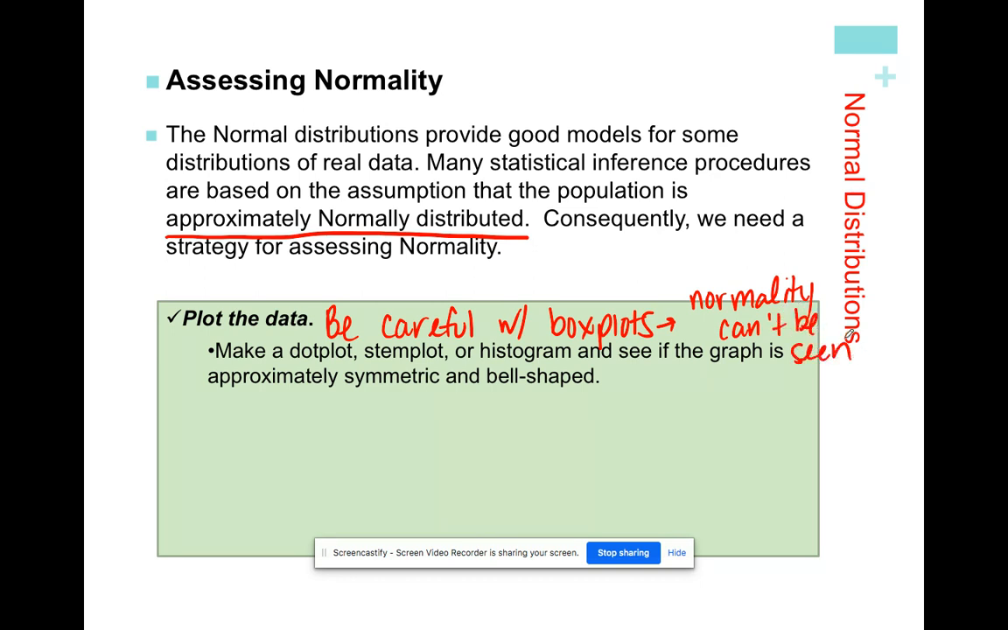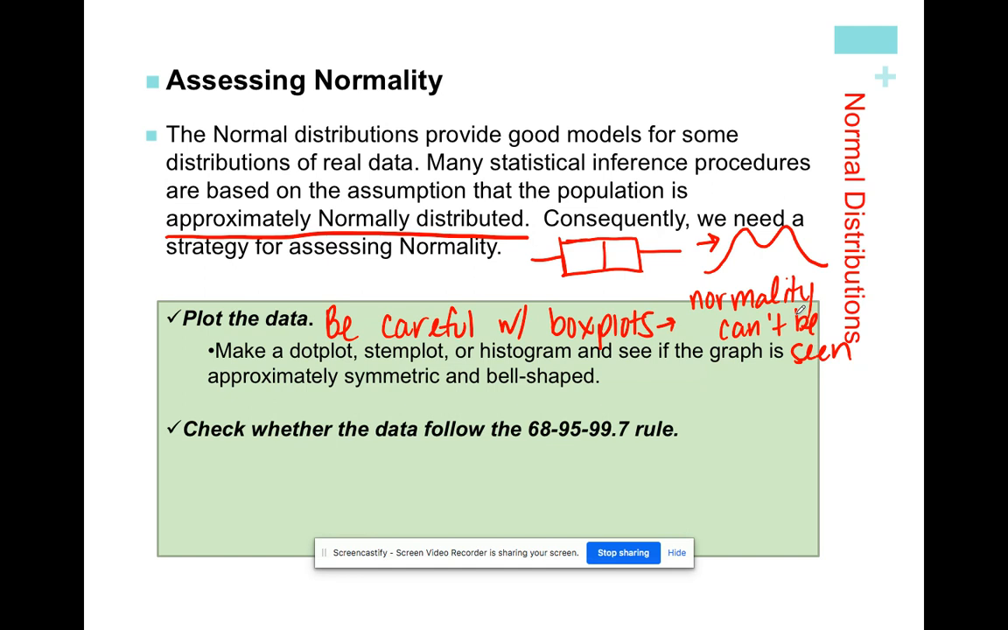You might be able to see symmetry in a box plot if you have something where the right and left-hand sides are approximately the same. But that doesn't imply that it's normal, because maybe this is something that's bimodal but symmetric. So it has a symmetric box plot, but this is not giving us a normal distribution when we graph it with, say, a histogram.